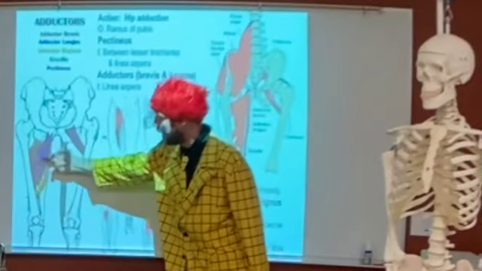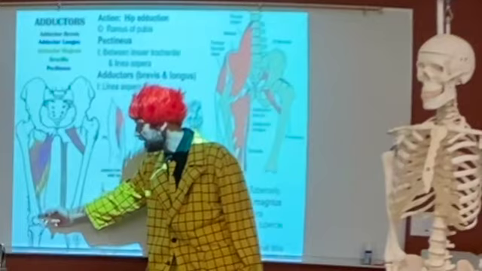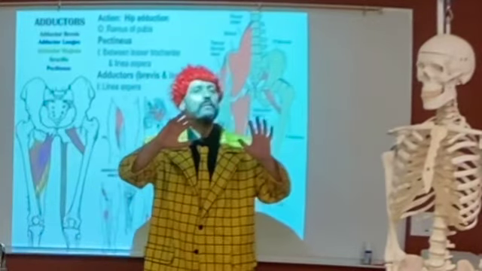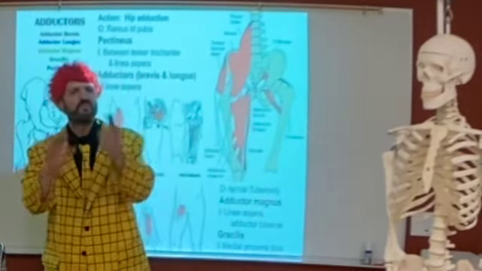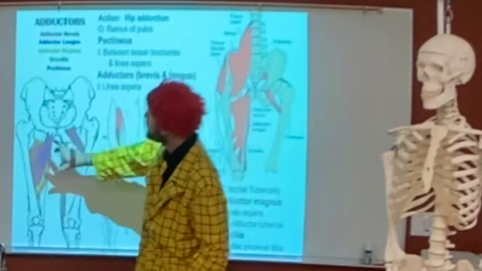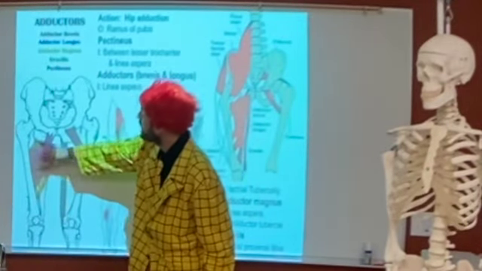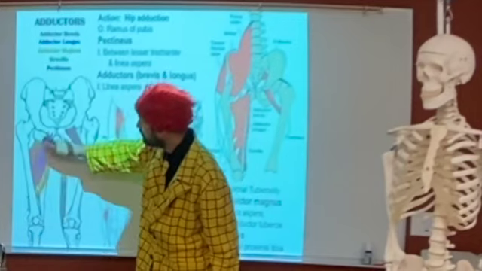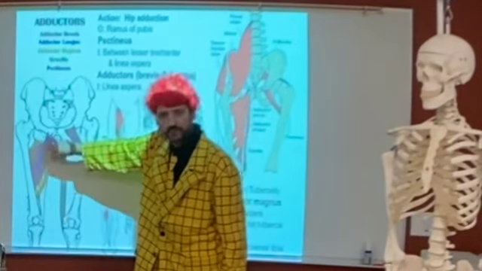So on here, they're all starting in the back of the linea aspera. Again, most of all, but for our purposes, we're pretty good with that. And then they go to the sit bone. You see that yellow? That's the magnus. Or to the pubic front part. So to the back or to the front.